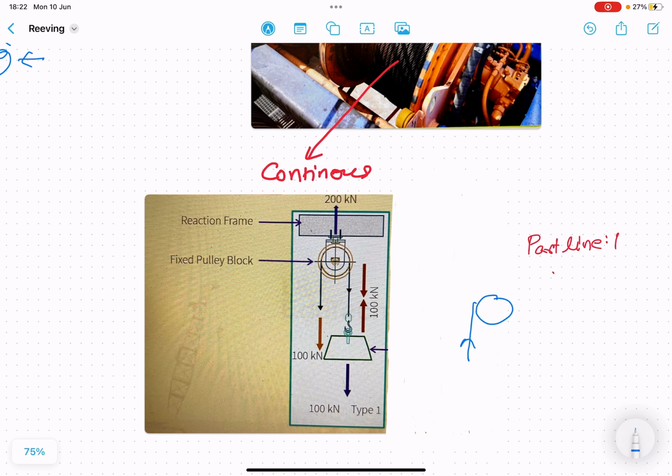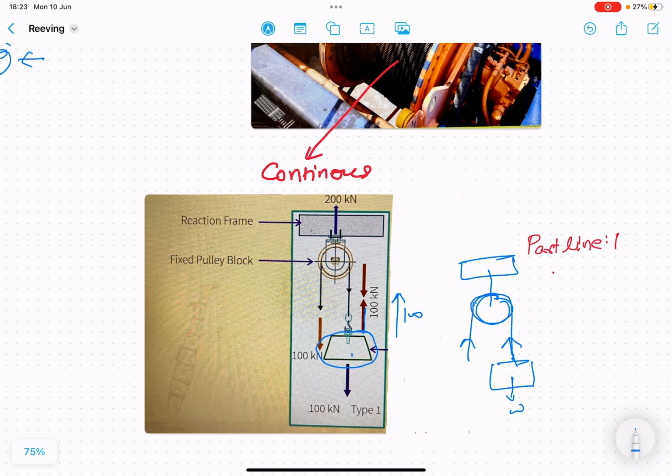We are pulling something up, and there is a rope passing over this pulley. There is one reaction frame, and this load is being lifted up. So whatever the tension, if I try to lift it up, the tension will be equal to the weight of the object. Here the tension is equal to the weight of the object, and this object has a weight of 100 kilonewton.